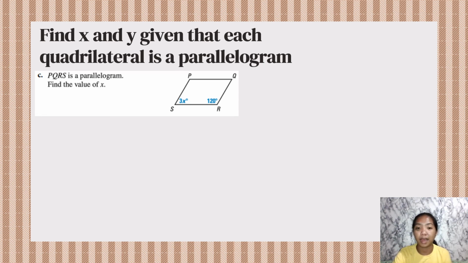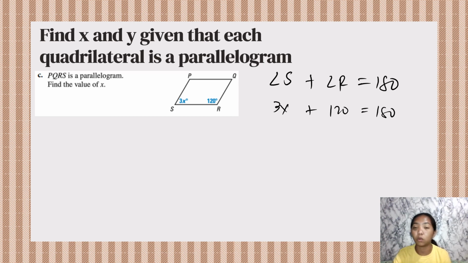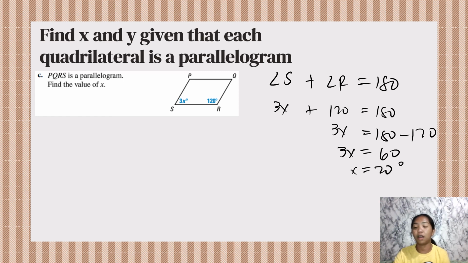That means if we add angle S and angle R, they should be equal to 180. So if our angle S is 3x and our angle R is 120, and the total should be 180, so 3x is equal to 180 minus 120. 3x is equal to 60, and our x is equal to 20 degrees. 20 only because the given has degrees already. So our x is equal to 20.